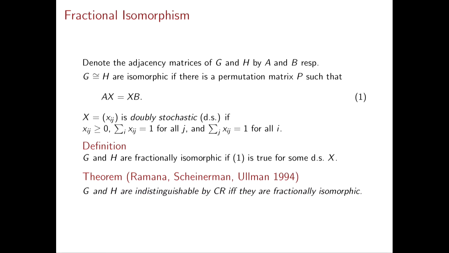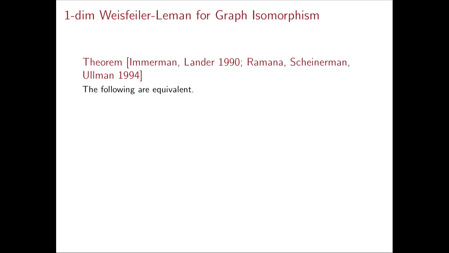There's a beautiful theorem that says that G and H are indistinguishable by one-dimensional Weisfeiler-Lehman. Sorry, the CR there stands for color refinement. It also means one-dimensional Weisfeiler-Lehman. So two graphs are indistinguishable by one-dimensional Weisfeiler-Lehman if and only if they are fractionally isomorphic. So there's this interesting connection between what one-dimensional Weisfeiler-Lehman can do. Well, it's limited to what fractional isomorphisms can do, whereas we are interested in integral isomorphisms.